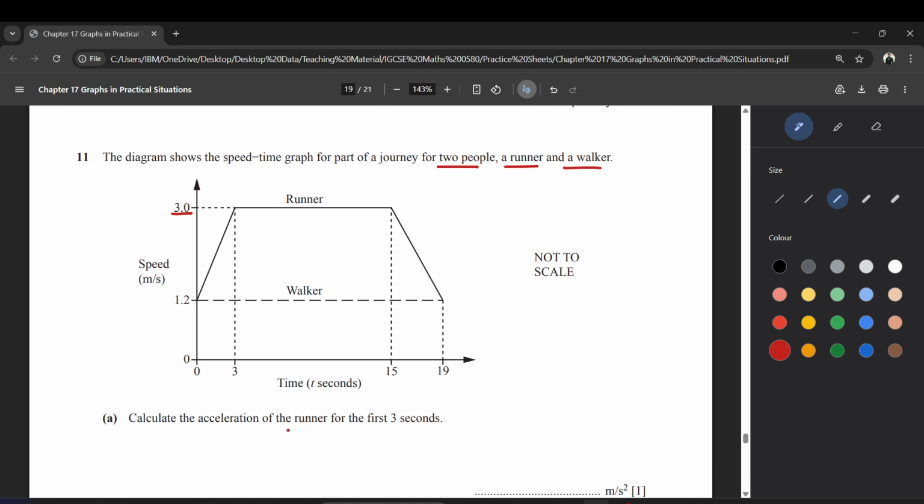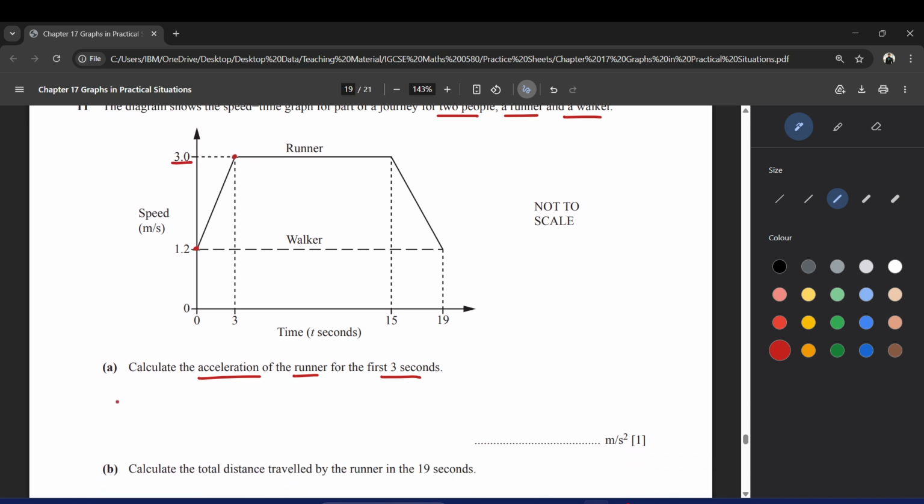Calculate the acceleration of the runner for the first 3 seconds. Okay. So for the first 3 seconds, these are our points. Let me write them down. So we have 0, 1.2, and we have 3, 3.